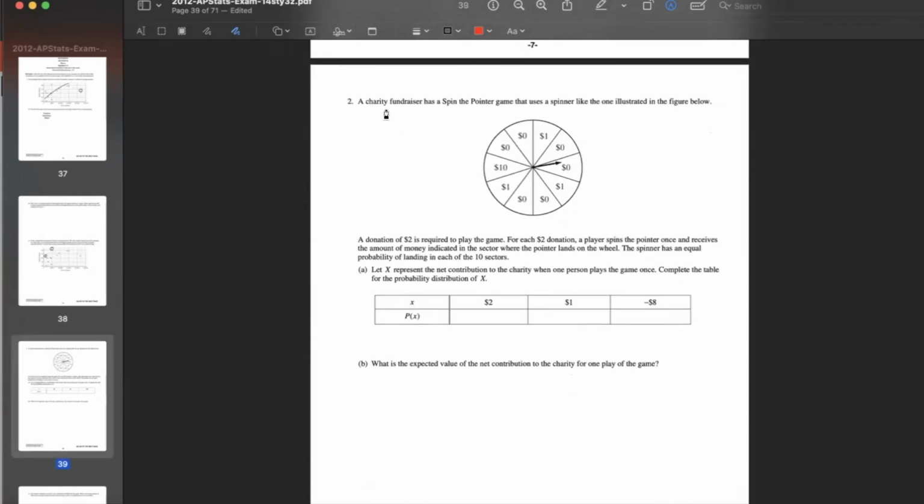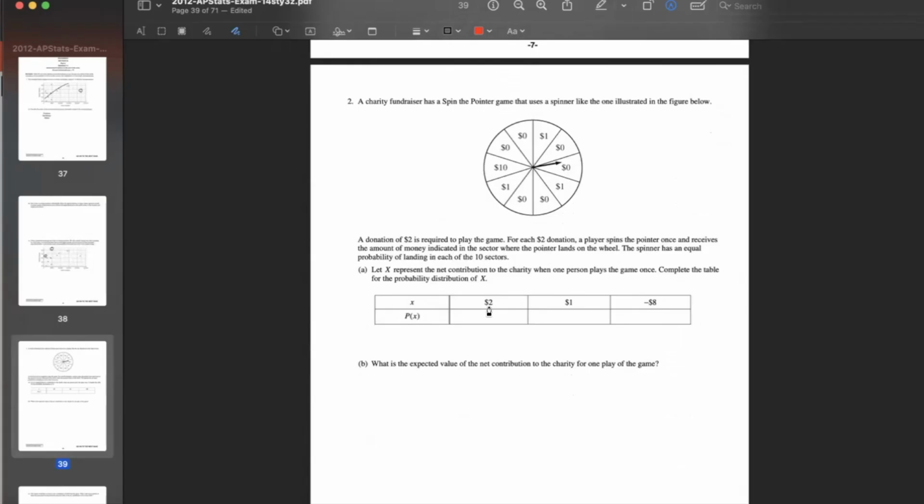Question number 2. A charity fundraiser has a spin-up pointer game. A donation of $2 is required to play. For each donation, a player spins the pointer once and receives the amount of money shown. The spinner has an equal probability of landing in each of the 10 sectors. Let X represent the net contribution to the charity. Complete this table for the probability distribution.